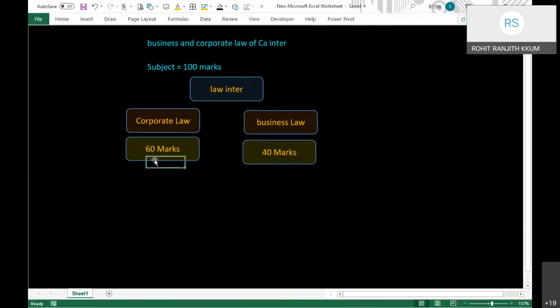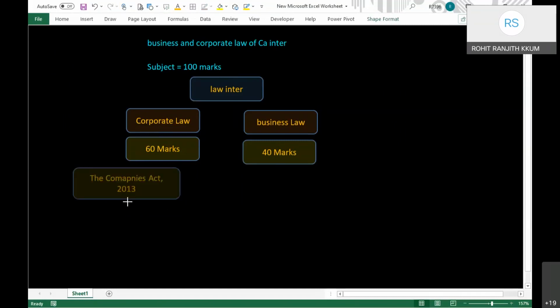All right. So 60 marks corporate law and 40 marks business law. In corporate law, you are going to learn only one thing, and that is the Companies Act 2013. That is the only act, and the different chapters and topics you are going to face here.